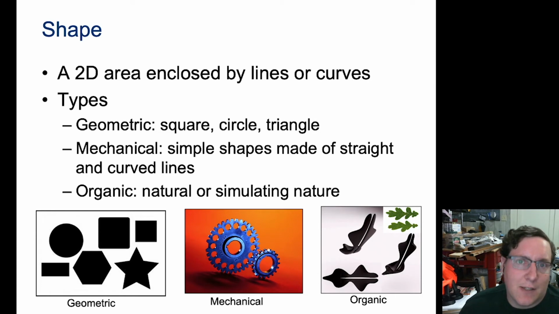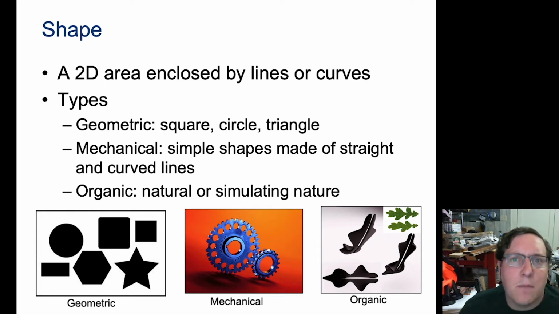Which gets us into the concept of shape. Traditionally, we know that shape is going to be a two-dimensional area enclosed by lines or curves. The types of shape will vary. We start off at the elementary level with geometric shapes, the squares, the circles, the triangles, the same tools that we've learned to use as the foundation of our sketches in CAD software or in the pencil and paper sketches that we've done.